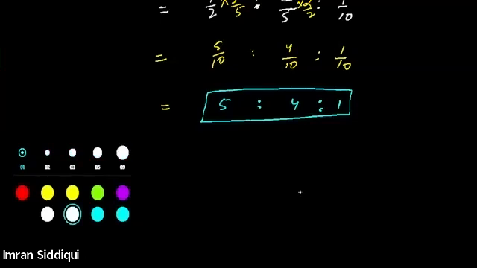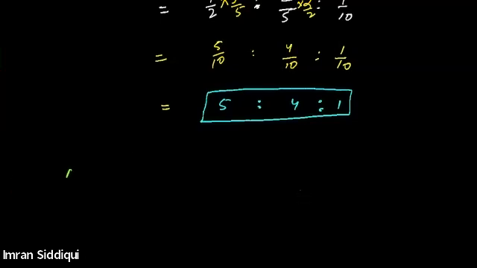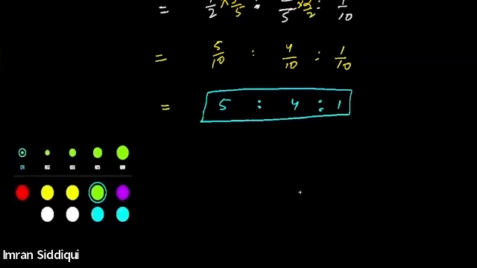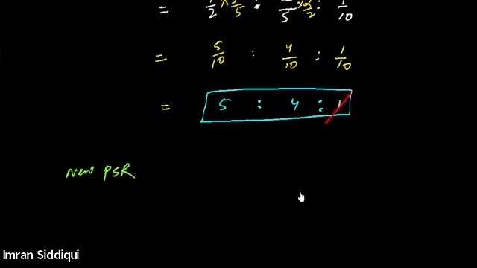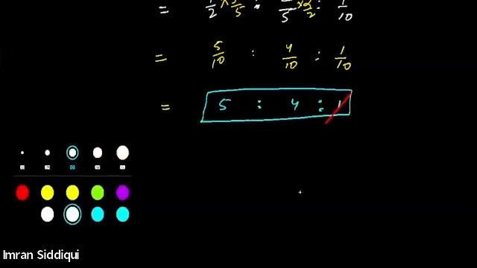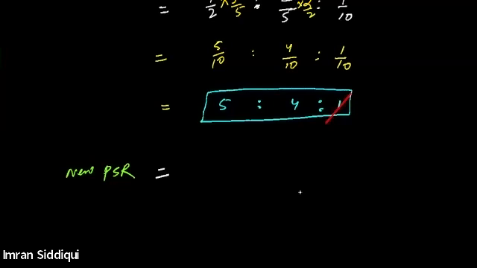So to calculate the new profit sharing ratio, we will simply strike off C's share. Since C is gone, we will strike it off. So the remaining share will be the new profit sharing ratio. So the new profit sharing ratio of A and B will be 5:4. Got it? Is it clear, everybody?